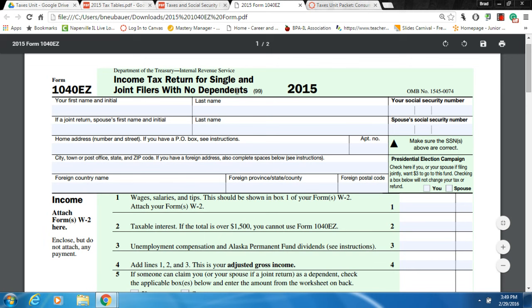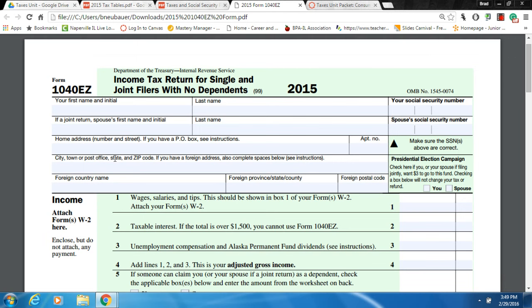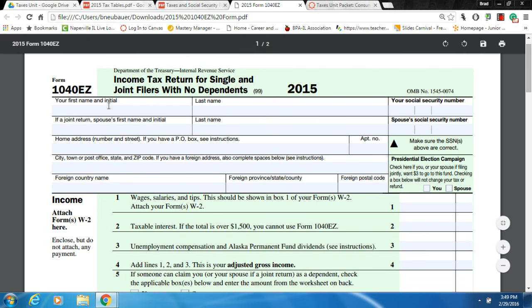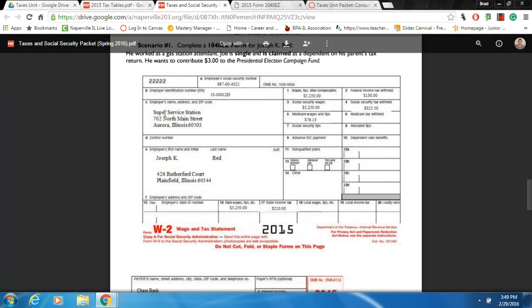So if you were to have a dependent, if you had a child, you cannot use the 1040 EZ. You would have to use the 1040A or just the general 1040 form, which is a little bit longer than the 1040A and the 1040 EZ. So Joseph, he has no dependents. We can use this form. So if you go back to his W-2, this sheet here is going to give you all the information you need to do his taxes.